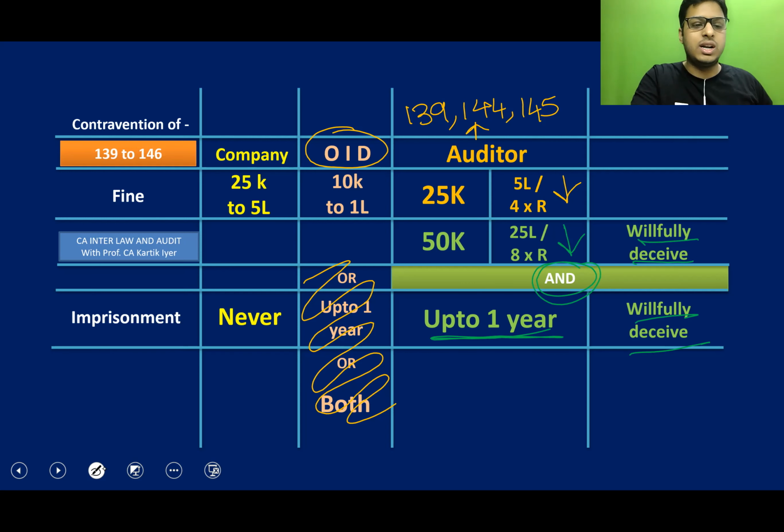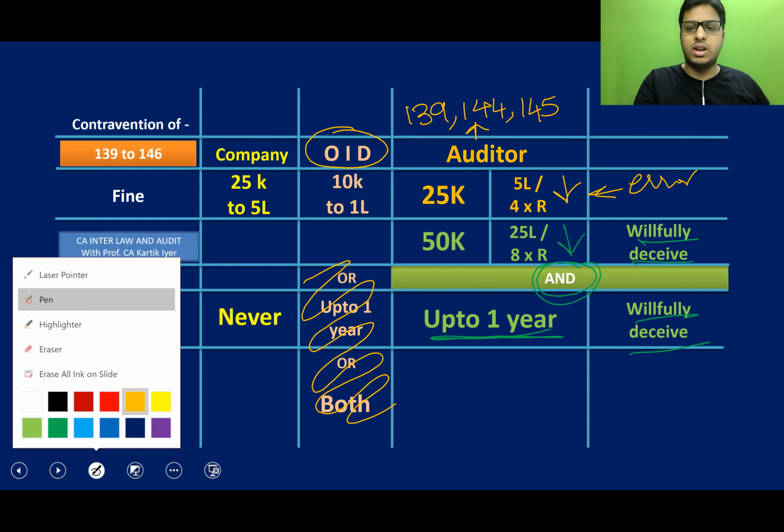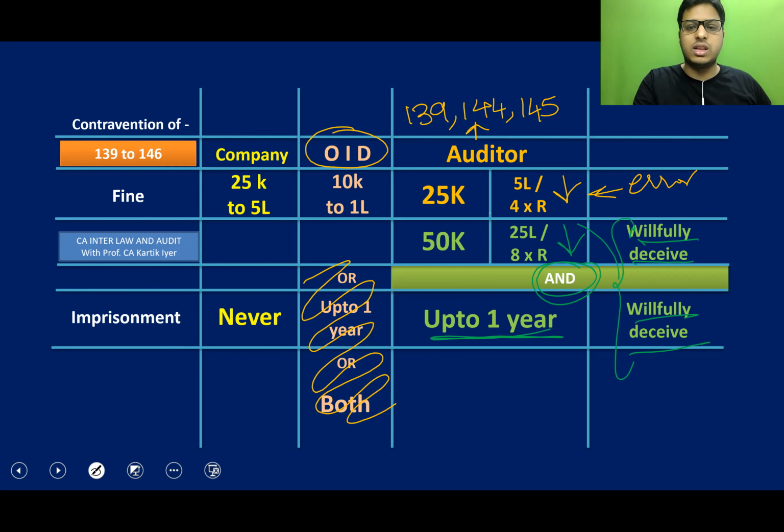If the auditor does something by mistake, that is, if there is an error from the auditor's end, then this will be the penalty. However, if the auditor has willfully tried to deceive or cheat someone, then the green area which is there will be applicable. Very simple, very easy. Simple to understand. That completes our company audit revision.